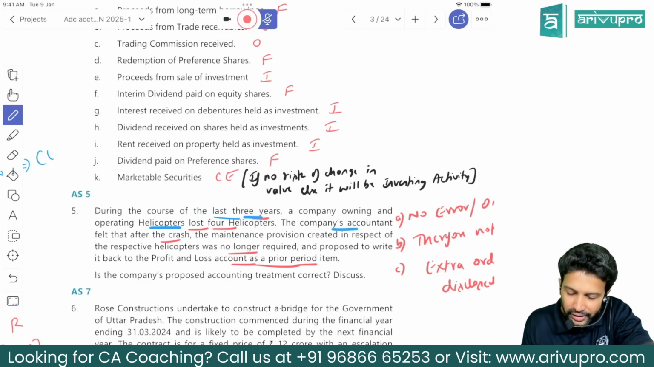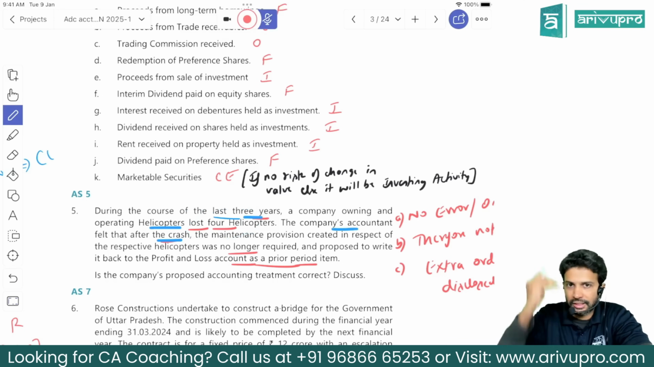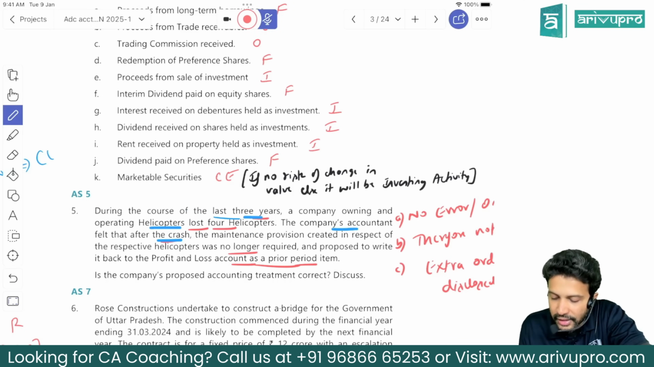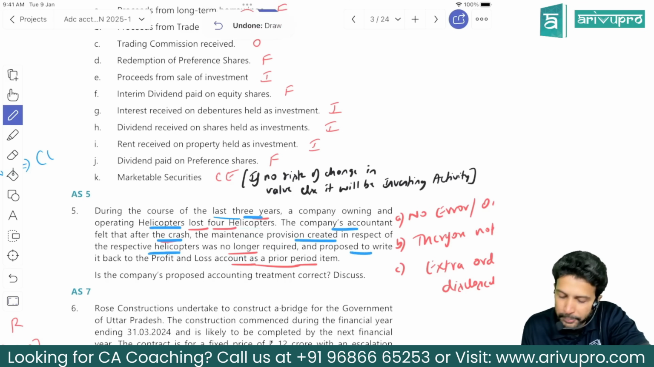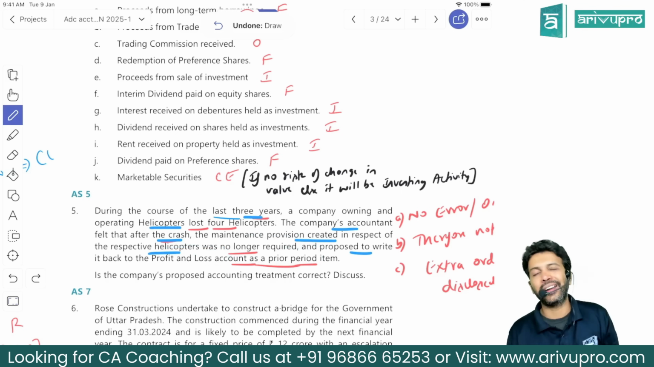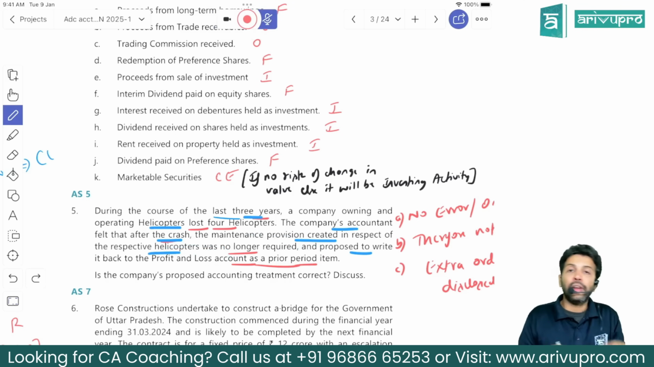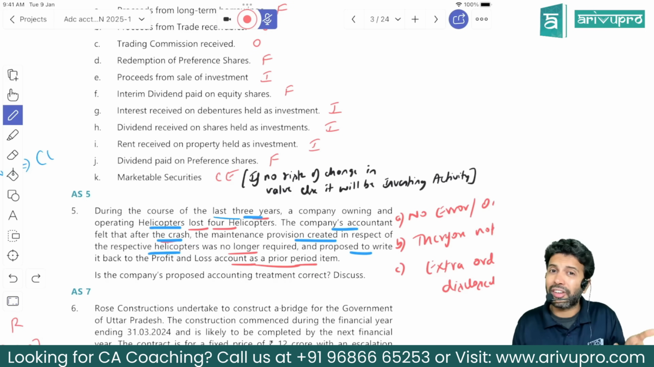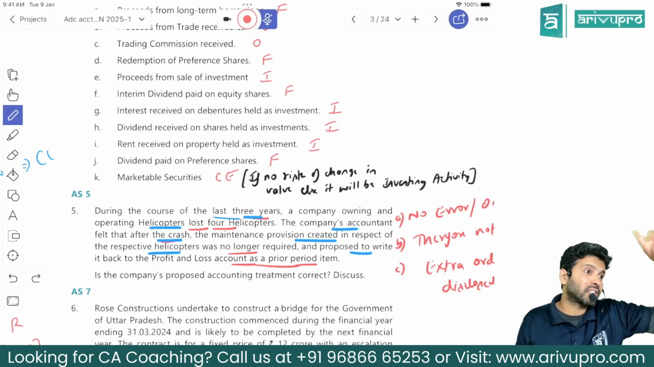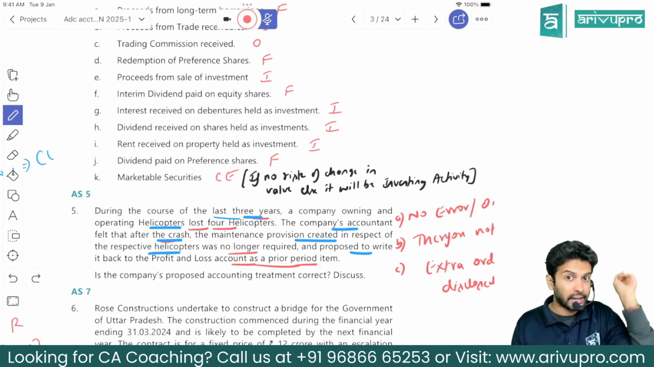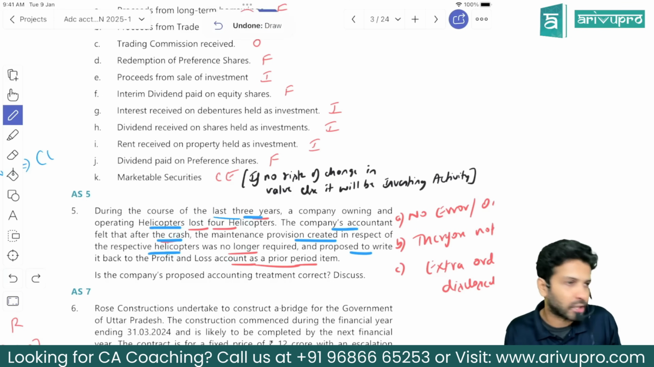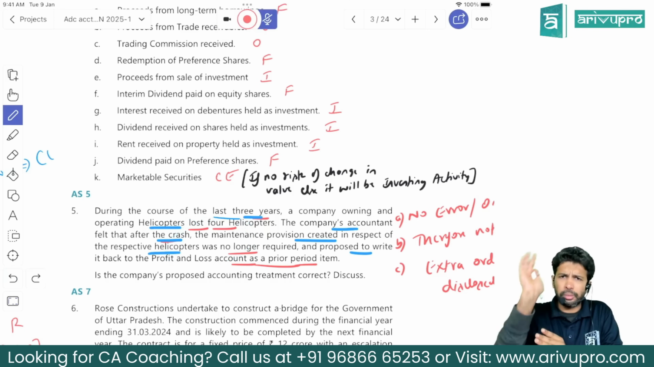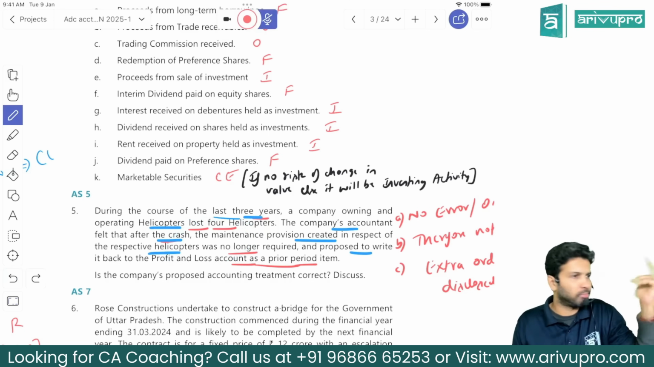The company's accountant feels that after the helicopters crashed, provision created in respect of the respective helicopters will no longer be required and proposes to write it back to P&L account as a prior period item. Now normally we have studied that for aeroplanes, ships, helicopters and all, you have to undergo periodic inspection charges, which we learned as major inspection charges in AS10. Now this company has made some provision for inspection charges because it is probably required to be done mandatorily as per government rules. Maybe, we don't know.